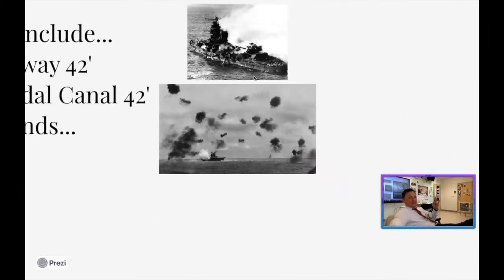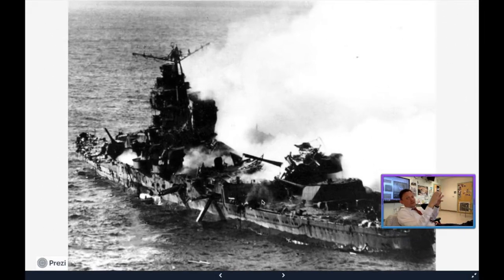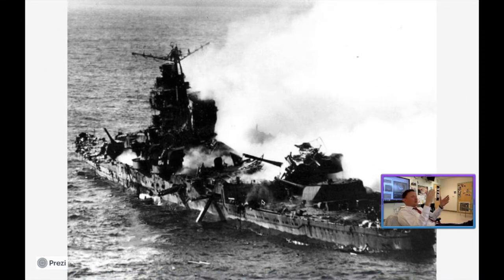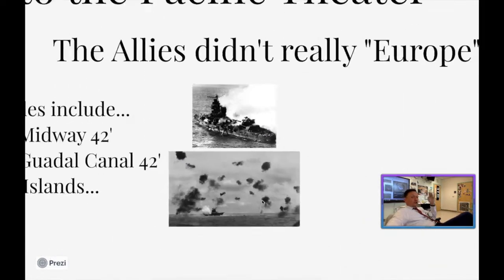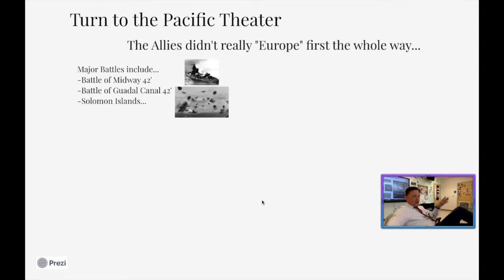For example, this right here is an American cruiser showing a devastating attack from a Japanese kamikaze. A Japanese kamikaze pilot is a fighter pilot who's trained so that if his plane is wounded and about to go down, he flies it into something, killing himself and also wounding the enemy as much as possible. So as you can see, those air raid battles were the defining characteristic of the early part of the Pacific Theater.